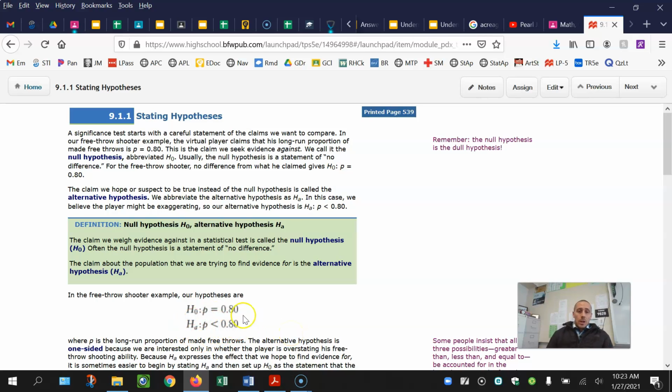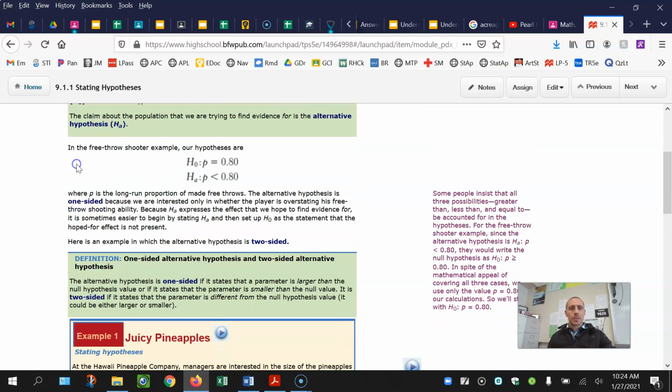It's like a court of law, innocent until proven guilty. Do you have enough evidence to say that they're guilty, or you don't have enough evidence, and then you conclude that they're not guilty? This is called a one-sided test because we're just looking at less than.